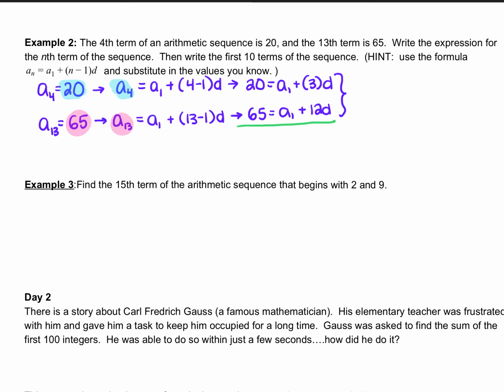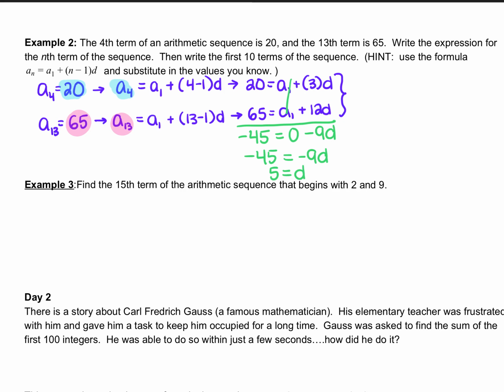Okay, so I'm going to subtract. I'm going to say 20 minus 65, and that's going to give me negative 45 equals a sub 1 minus a sub 1, that's going to be 0. And then 3d minus 12d is going to give me negative 9d. So really what I have here is negative 45 equals negative 9d. Oh, that's an easy equation to solve, right? So I divide both sides by negative 9, I get 5 equals d.